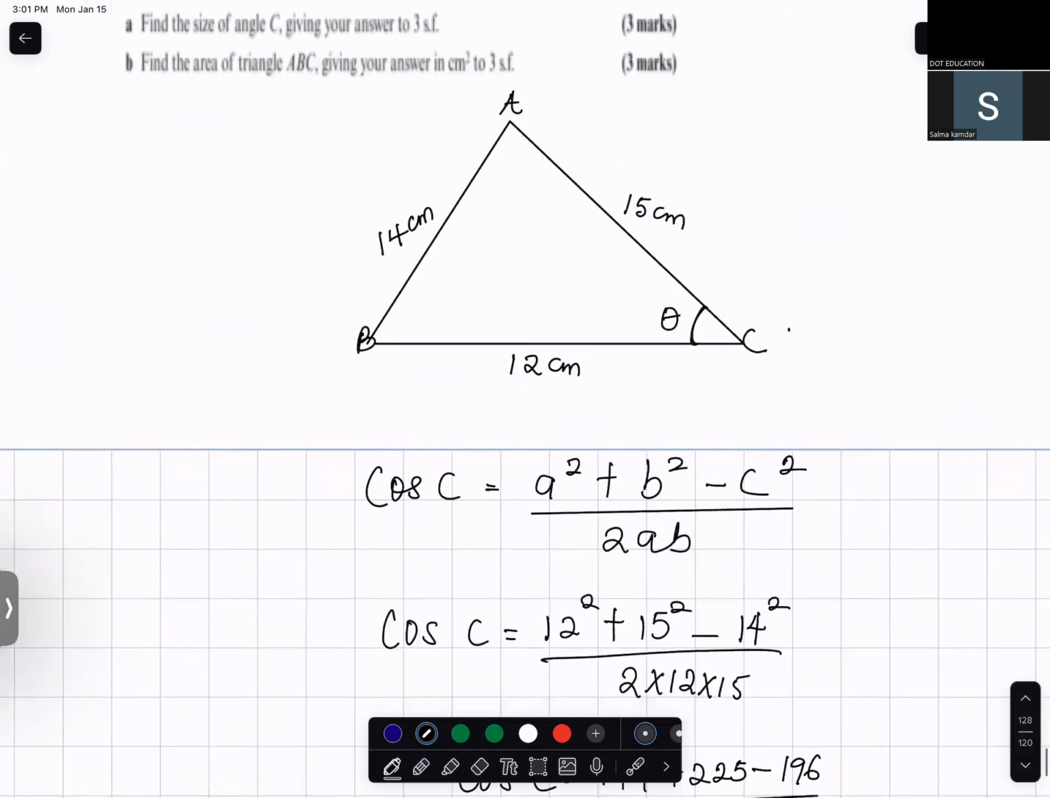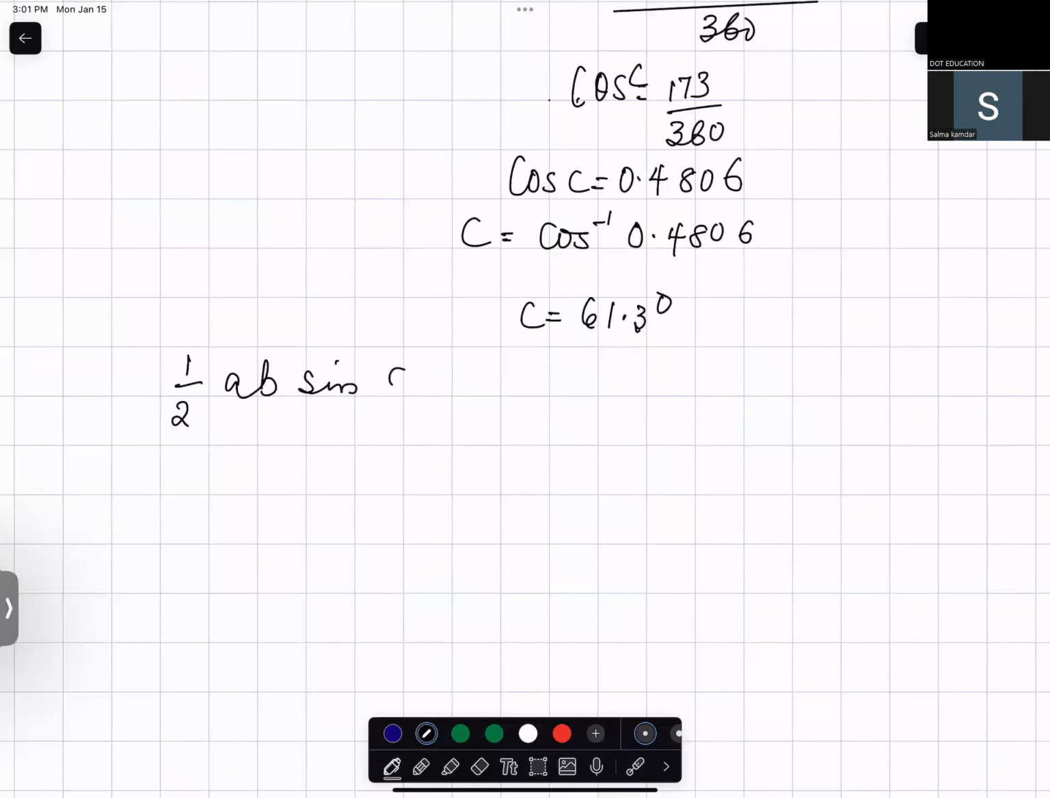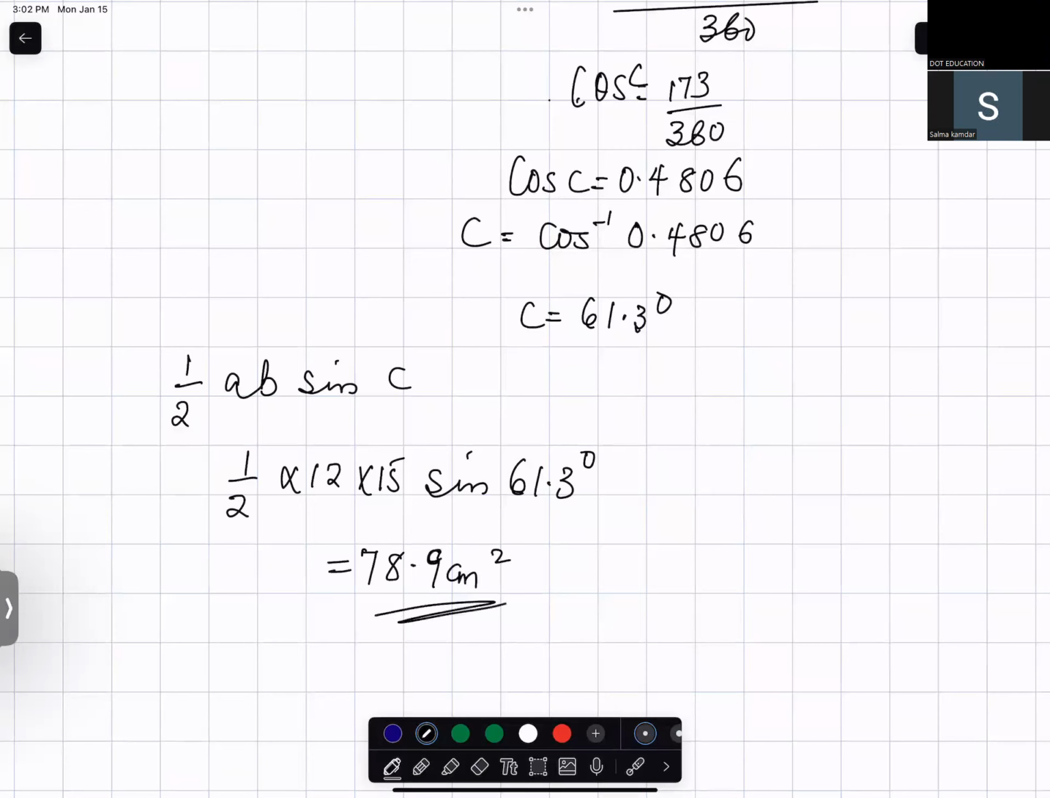Then we'll move ahead to finding the area of the triangle. So finding the area of the triangle, we have half into AB sine C. We have half into 12 times 15 times sine 61.3. That gives 78.9 centimeters squared. So we are done with this question. So let's move ahead to the next question.